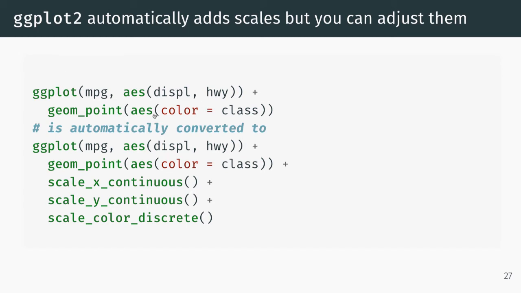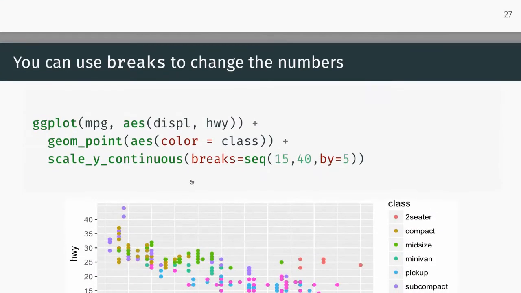So every time that we have been doing this, these first 2 lines here, ggplot2 has automatically converted it to this. So it's automatically added these for us. And what we can do is adjust them. We can put them in explicitly and adjust them.